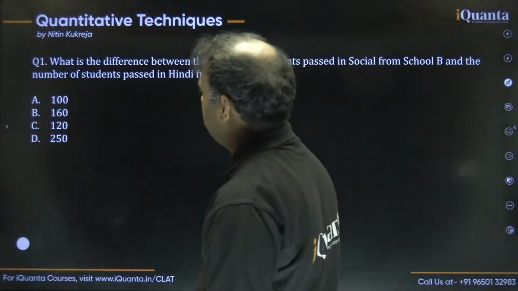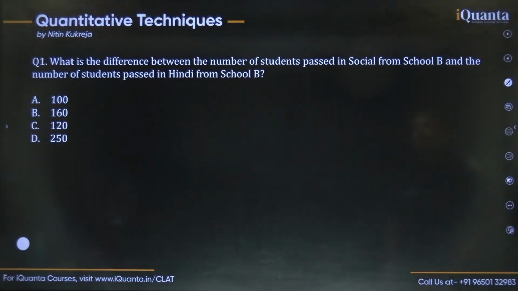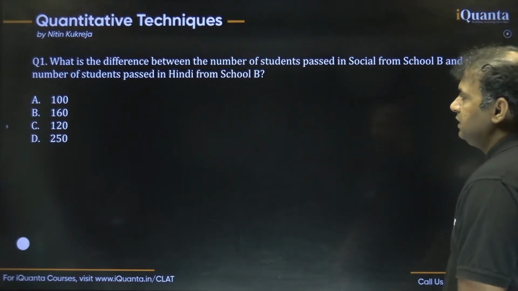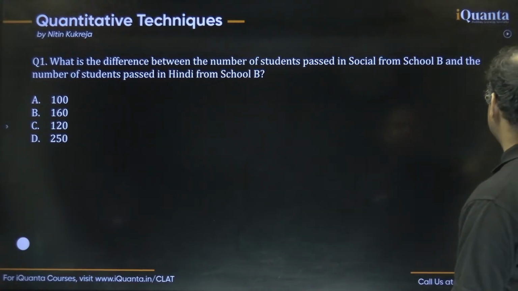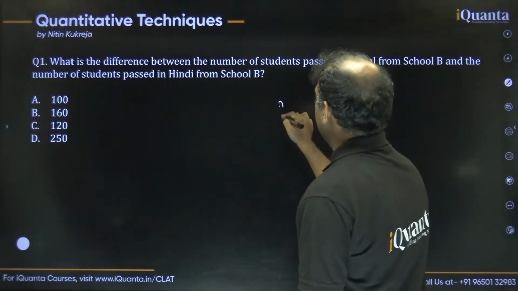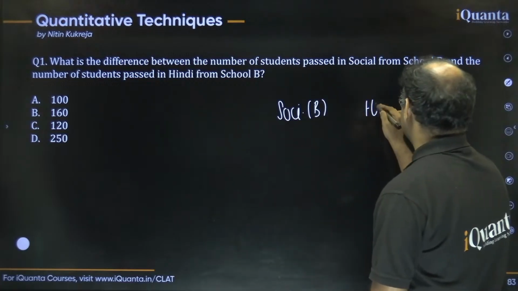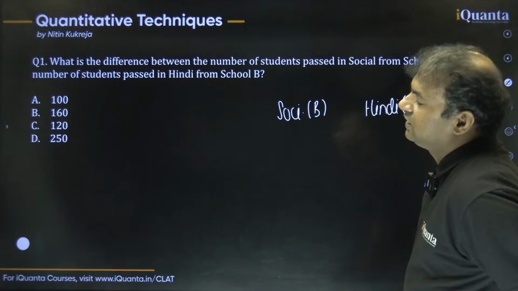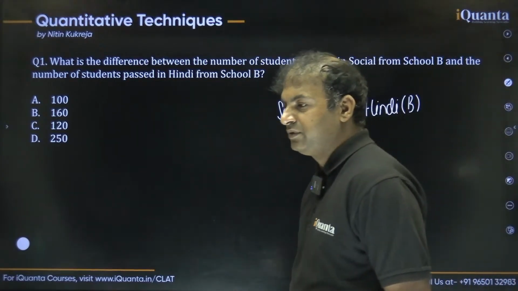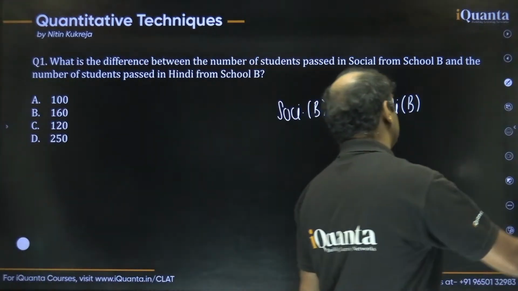So question number 1 here is: what is the difference between the number of students passed in social from school B and students passed in Hindi in school B? Both from school B, that's a good thing. Social school B and Hindi school B. This is what we have to find, the difference of them. The good thing is that both the data are from the same school. When the data are from the same school, we can just look at the percentage terms of them, right?